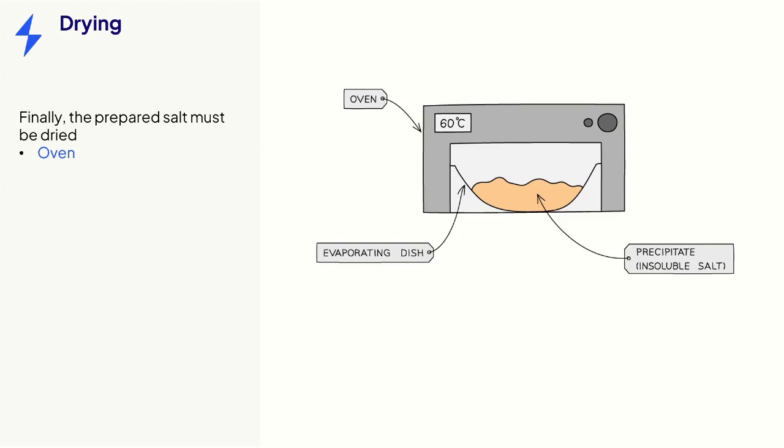Heating with a Bunsen burner is not a suitable method, as this could lead to the salt decomposing due to the high temperature. If there is not access to an oven, a warm sunny windowsill is also acceptable. At the end of this process, you will have a pure and dry insoluble salt.